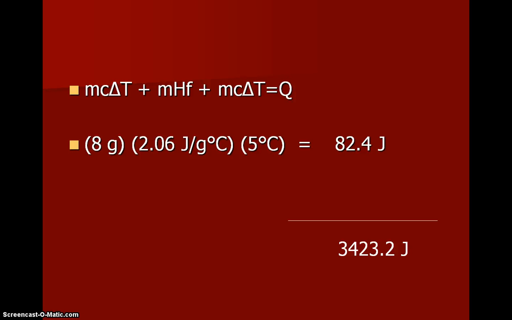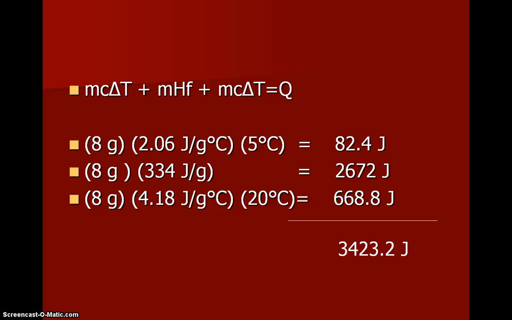So the first thing I would do is plug in 8 grams of ice, which is what I start with. This is the specific heat for ice, times 5, because we're going to go from -5 to 0. Then the energy required to melt it. Then the energy required to change liquid water from 0 to 20 degrees. And again, notice that the specific heat here is a little bit different. And then if I were to add all those values, this would be the total energy in joules.